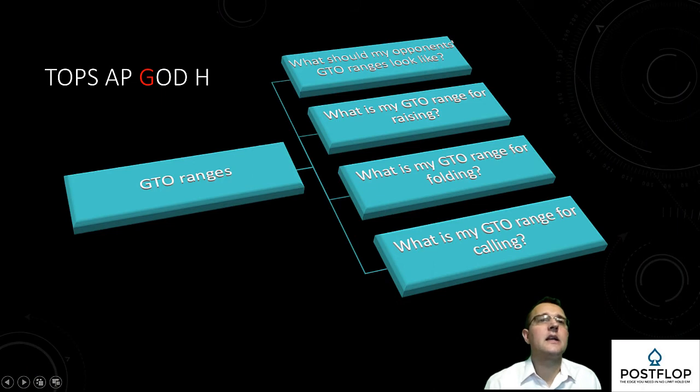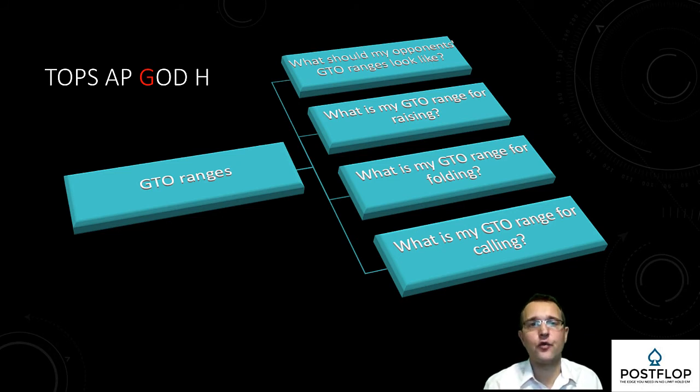G is for GTO ranges. I'll be honest, this is really hard. But just because it's hard, that doesn't mean we should give up. G does not stand for give up. It stands for game theory optimal. What we want to do is assign ranges that are optimal for any active opponents and ourselves.